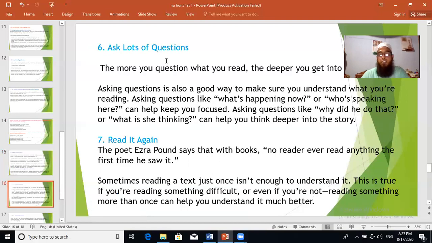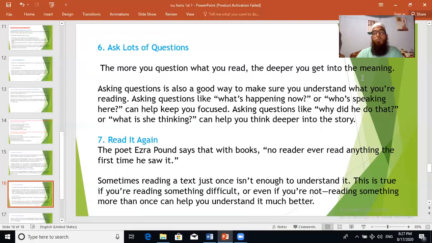Ask lots of questions. The more you question what you read, the deeper you get into the meaning. So the more questions you can make, you will get the meaning of the context so easily or so comfortably. Asking questions is also a good way to make sure you understand what you are reading. Asking questions like what's happening now or who is speaking here can help keep you focused. Asking questions like why did he do that or what is she thinking can help you think deeper into the story. So these are the examples of this type of questions.